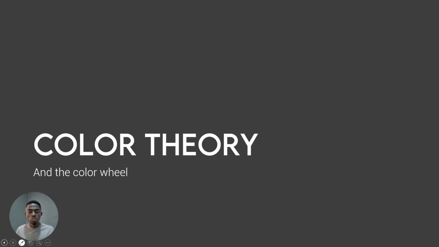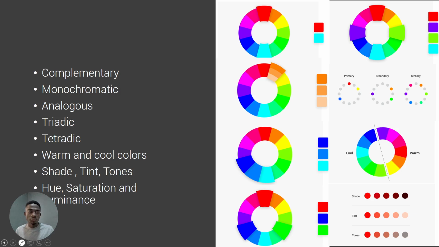Okay, color theory. So what is color theory? Color theory is understanding of color, basically. Okay, so how do we understand color? If you ever wondered how designers and artists find the perfect color combinations, it's because they use color theory.